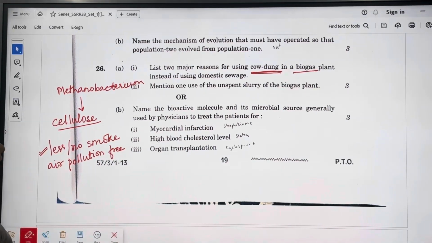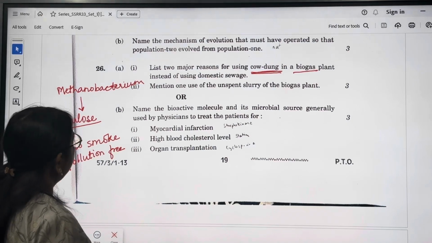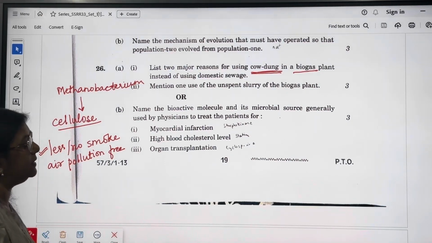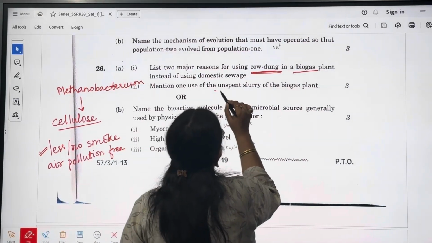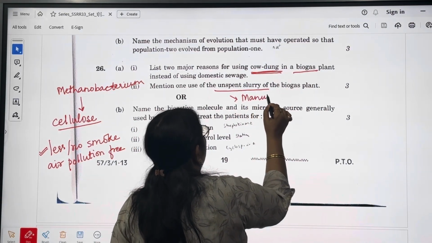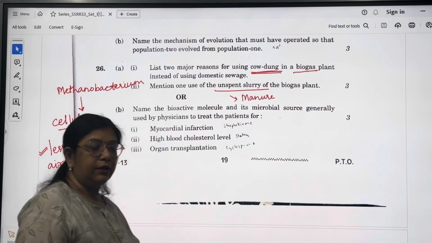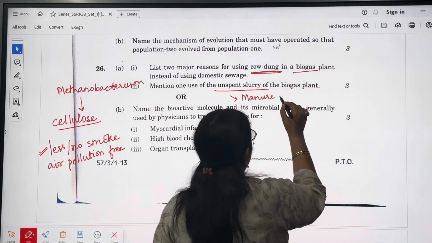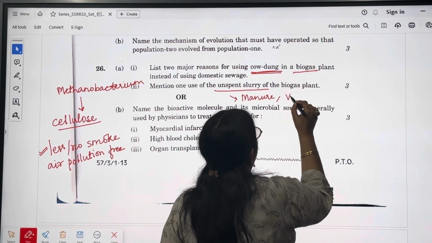Mention one use of the unspent slurry of the biogas plant. Unspent slurry can be used as manure to increase the fertility of the soil, and it can also be used to make vermicompost.